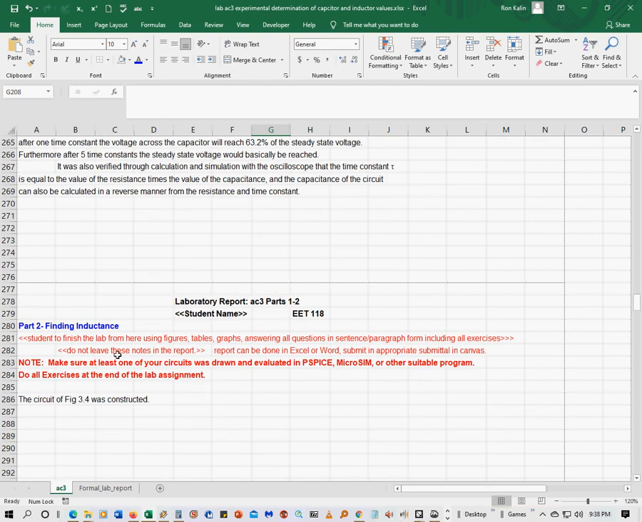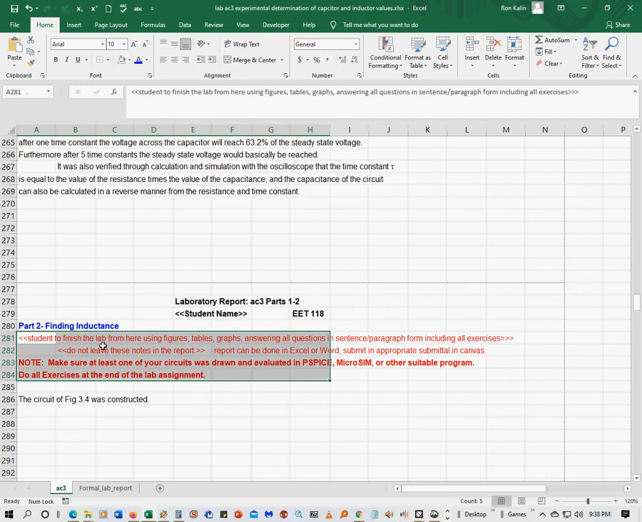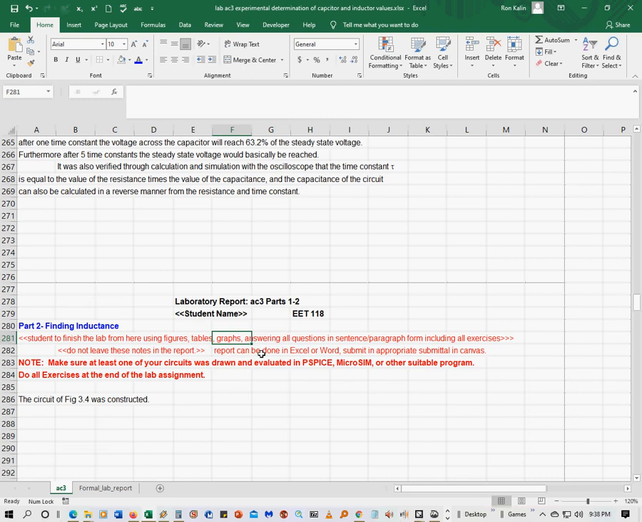I have it here, and I just started it with a header. And I'm saying student to finish the lab from here using figures, tables, graphs, and answering all questions in sentence paragraph form, including all exercises. Do not leave these notes in the report, meaning delete all this. This is just here for your edification. Report can be done in Excel or Word. Submit an appropriate submittal in Canvas. This would be AC3 submittal.